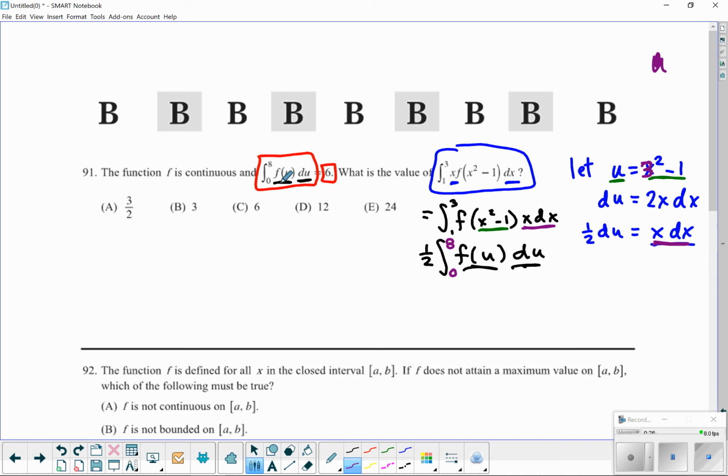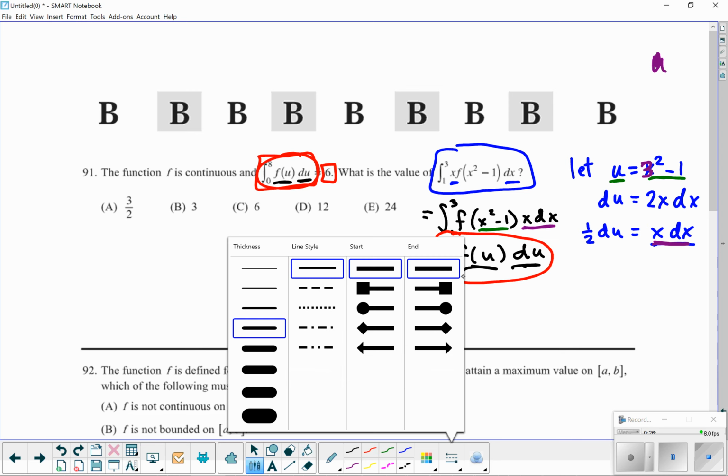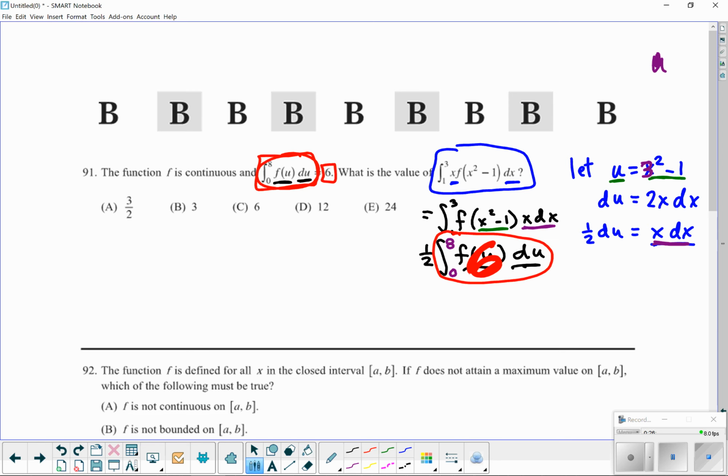And if you look at it, all of this right here matches what we have here, and that's equal to 6. So we don't have to do any of that. That is just equal to a big fat 6. Okay, so all that is 6, and then we have times 1/2, which should be 3. So our answer is B, which is 3.